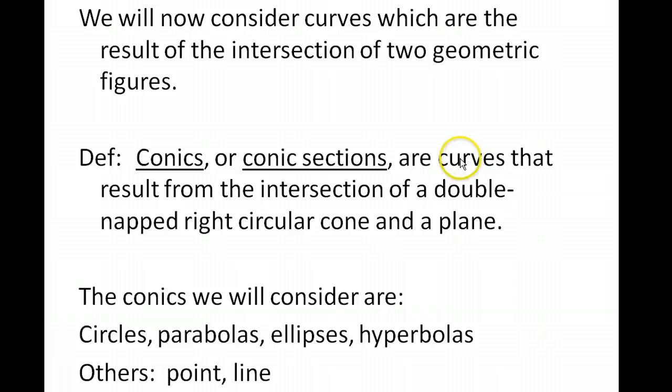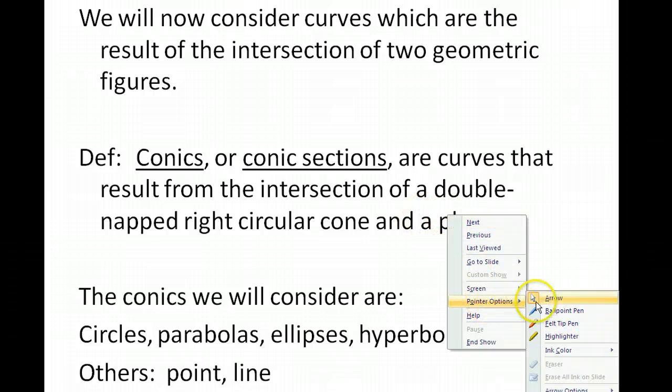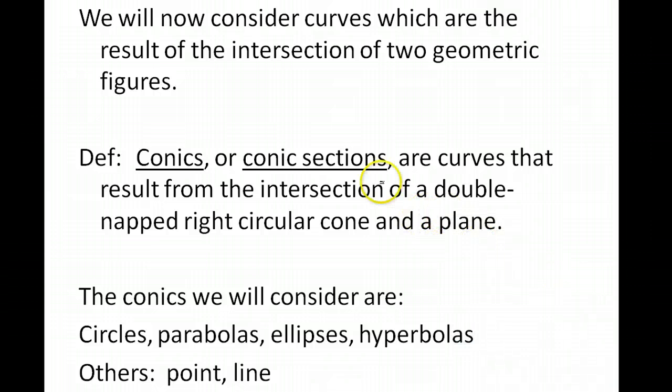So first of all, what I want to address is this issue of what exactly is a double napped right circular cone. I think we all agree that we know what a plane is, but what is a double napped right circular cone? So let me show you exactly what that looks like. To generate what's called a double napped right circular cone, you start out with a line. You can call this the axis line, if you want. So this is the axis line.